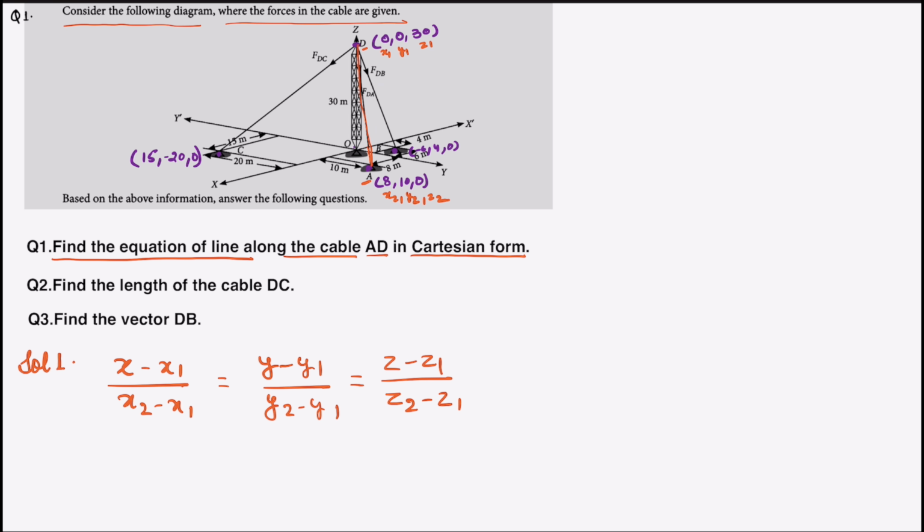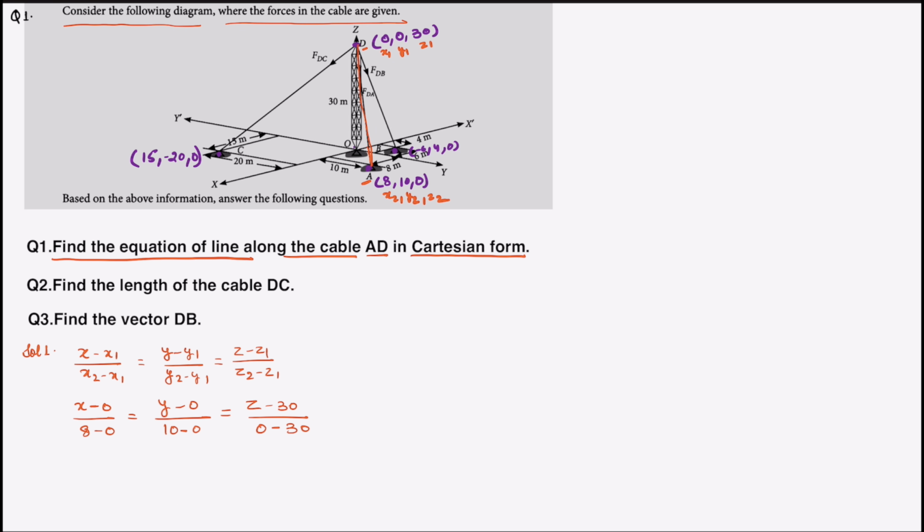Now we will put these values. x minus x1 is 0 upon x2 minus x1, that is 8 minus 0, is equal to y minus y1, that is 0, upon y2 minus y1, that is 10 minus 0, is equal to z minus z1, that is z minus 30, upon z2 minus z1, that is 0 minus 30. So now we can write it as x upon 8 is equal to y upon 10 is equal to 30 minus z upon 30. So this is the answer.